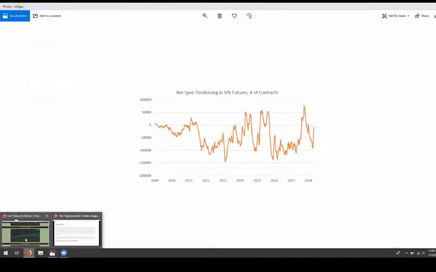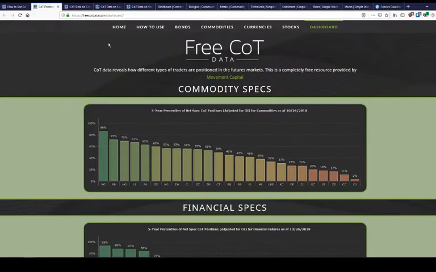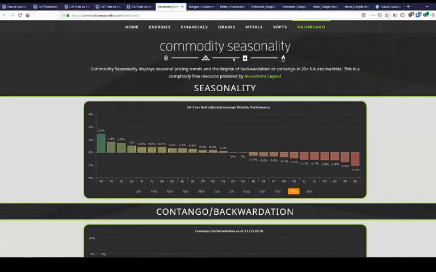Now we can go to seasonality. Just as I mainly look at the dashboard page for COT, I mainly look at the dashboard page for seasonality. So this is November seasonality. This is the average monthly performance by contract over the past 20 years. So stuff on the left has worked well in November, stuff on the right has not. The highest performing contracts in November have historically been OJ, Palladium, the S&P, soybeans. Worst performing energies, which is obviously panning out this month.